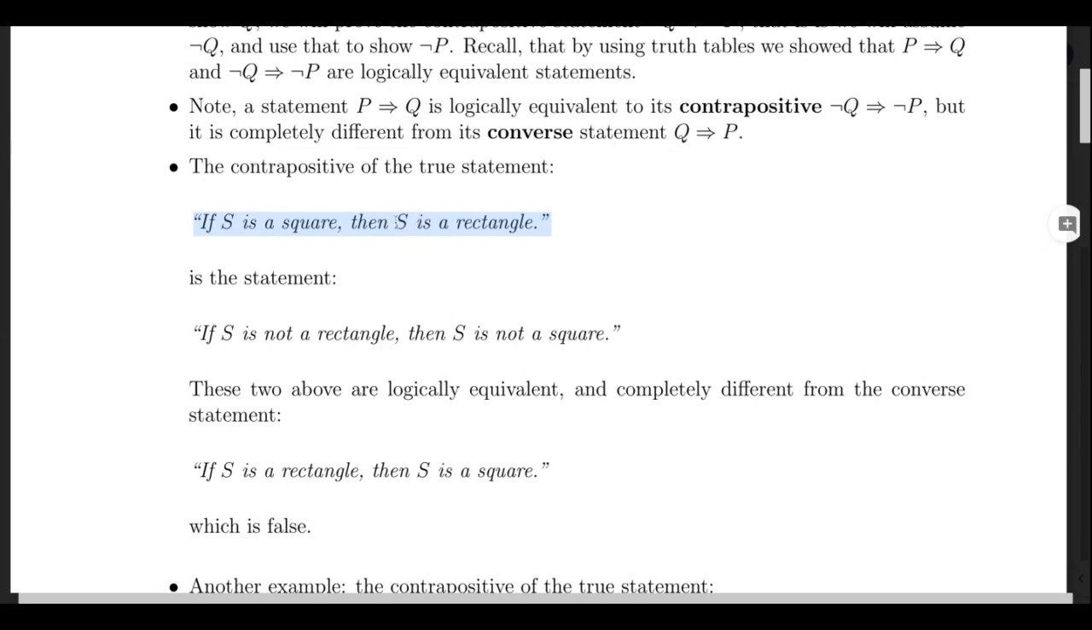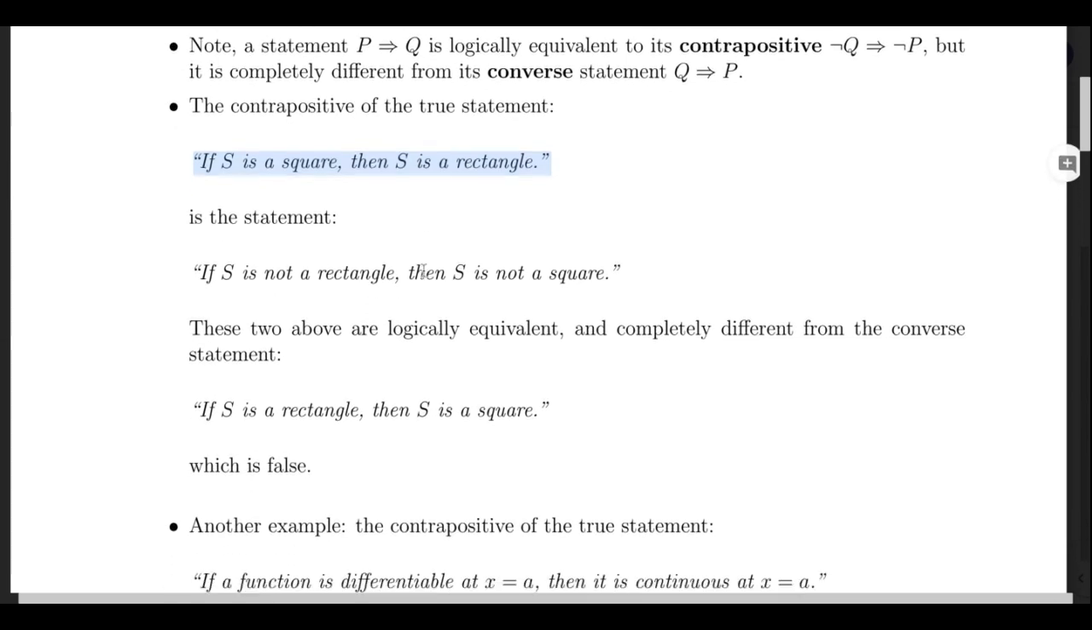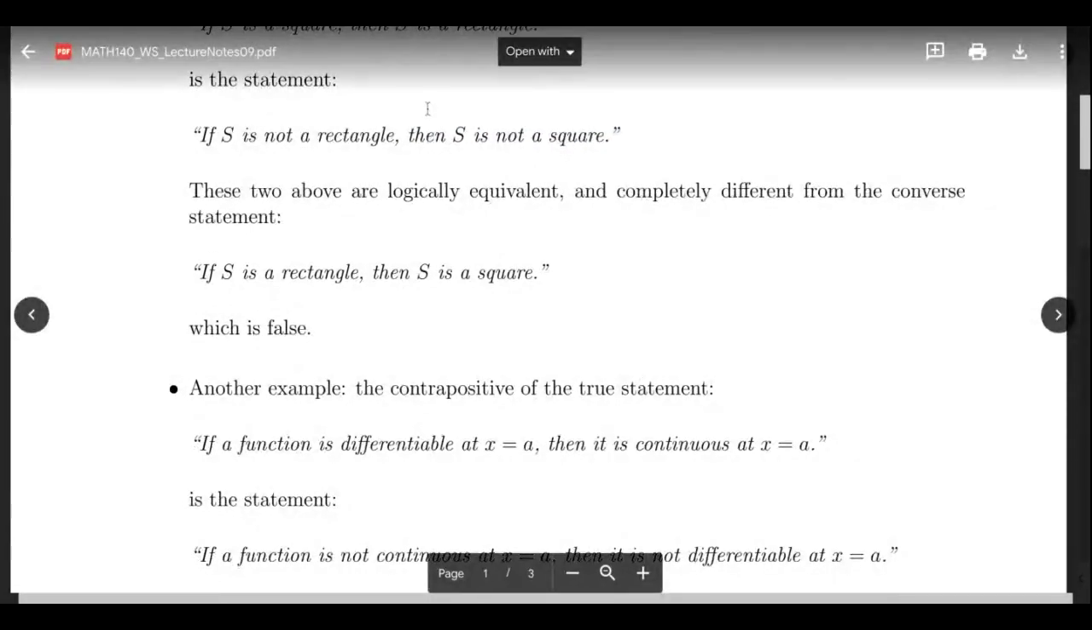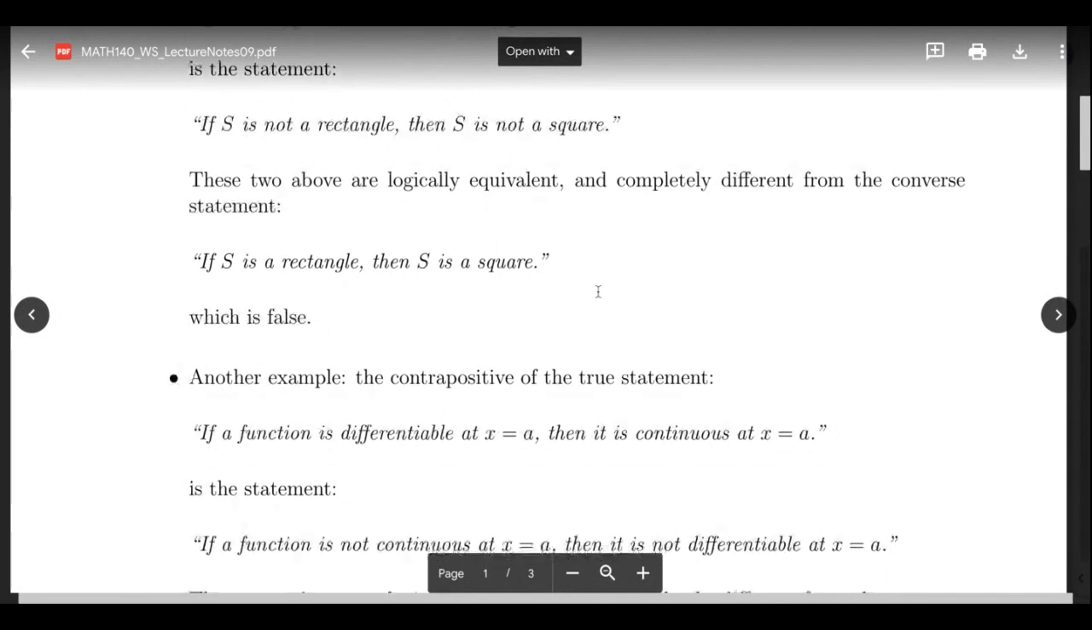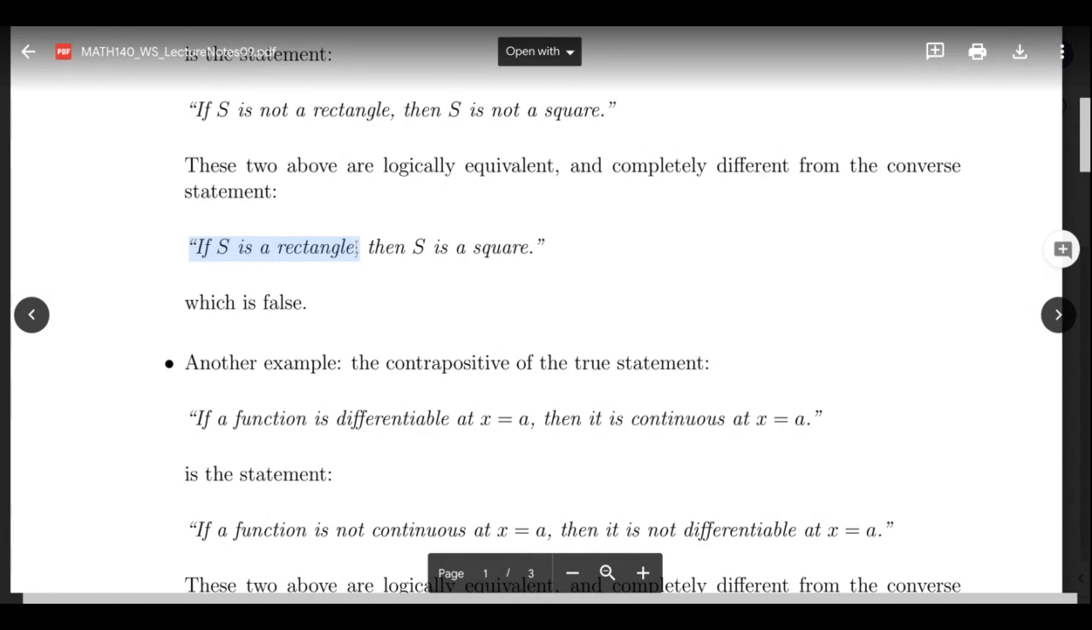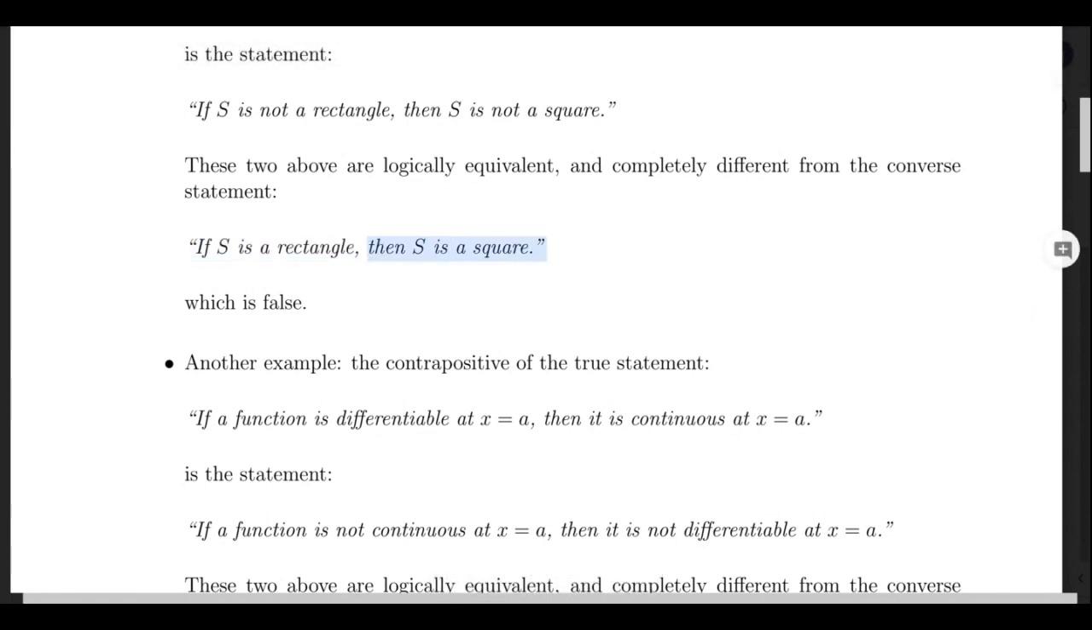However, the contrapositive is true. The contrapositive will negate the then part. If S is not a rectangle, then S is not a square, which is true. So those two statements are logically equivalent. But the converse is not. The converse is saying if S is a rectangle, then S is a square. Well, this is a false statement.